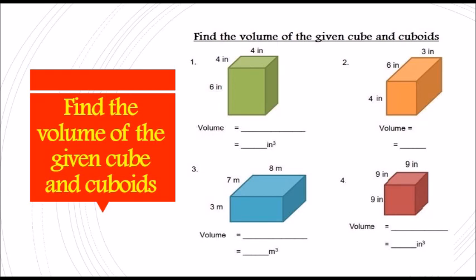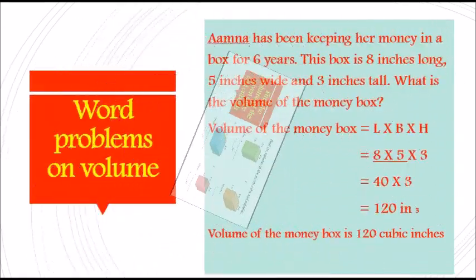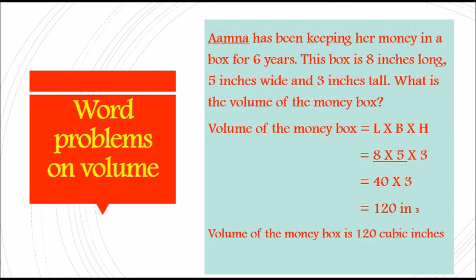Moving on to word problems. The first word problem that is given here, I'll read it for you, and I've done the working. This is how we do the working for the word problems. Amna has been keeping her money in a box for 6 years. This box is 8 inches long, 5 inches wide and 3 inches tall. What is the volume of the money box?